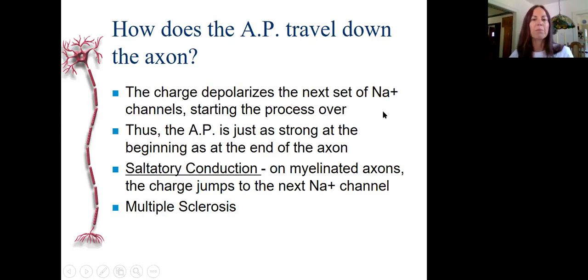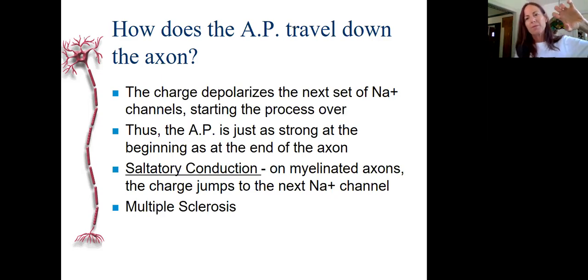So how does the action potential actually travel down the axon? So now we're looking at it. It starts in that axon hillock. We said all the sodium gates open, sodium comes rushing in. How does it travel down the axon? Remember those little things called the nodes of Ranvier. The nodes of Ranvier are those little breaks in the myelin sheath. And at each one of those, there are sodium channels. So sodium gates at each one of those nodes of Ranvier can open.